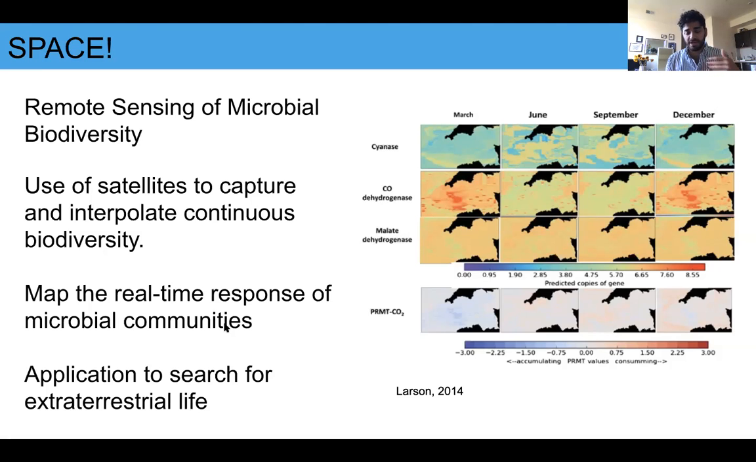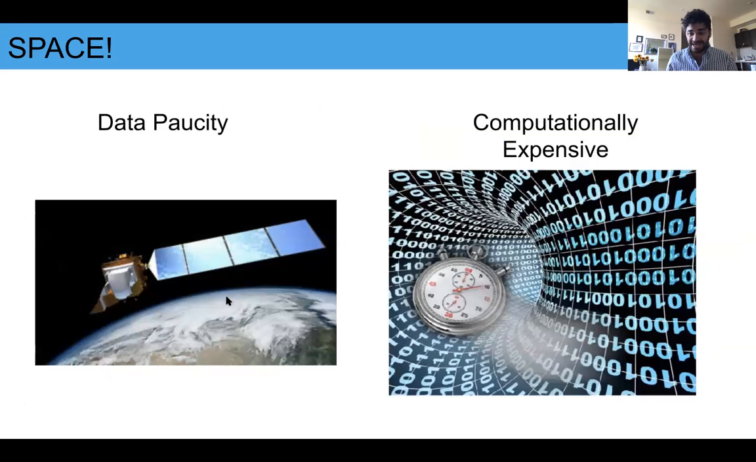So matching up microbial sampling with some of these remote sensing data may actually help create better models to figure out how to search for, say, extraterrestrial life, or to make, again, a more sustainable environment for us to live in. Again, difficulties with that.